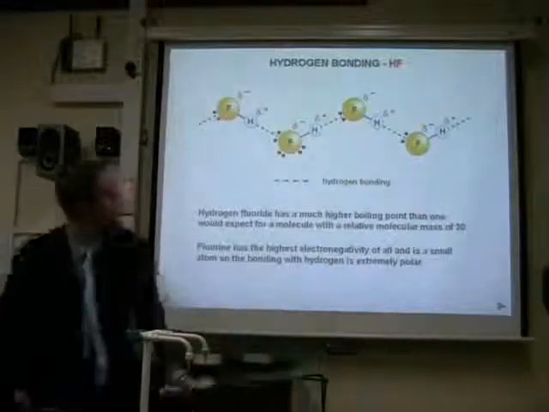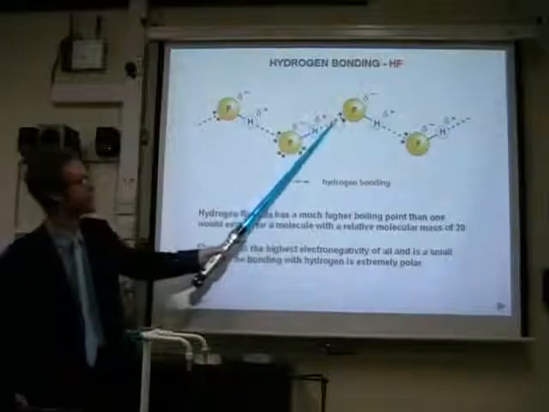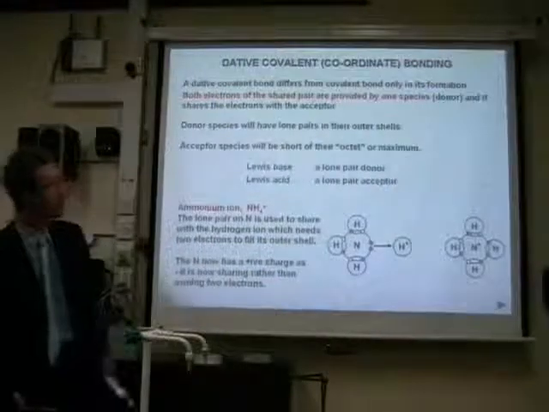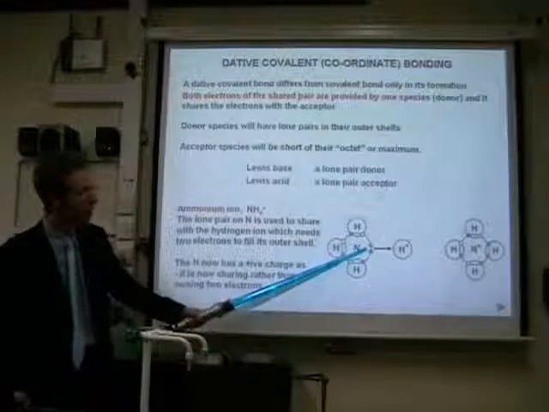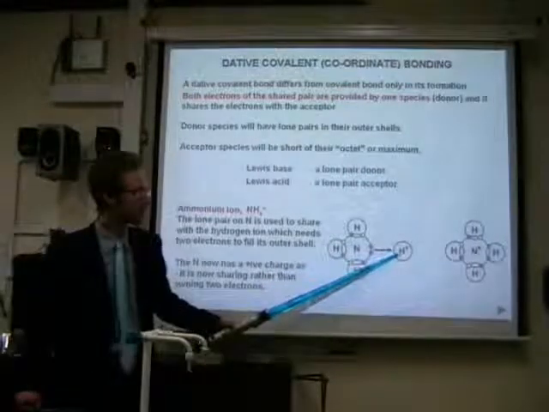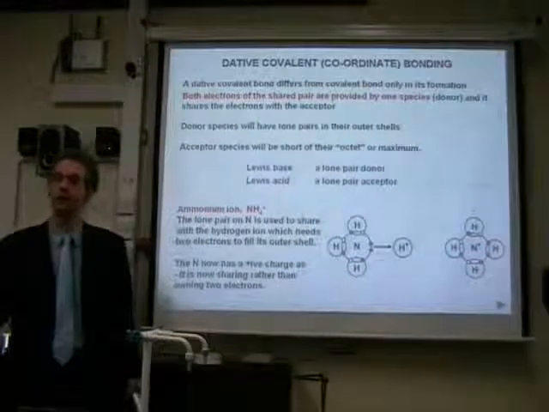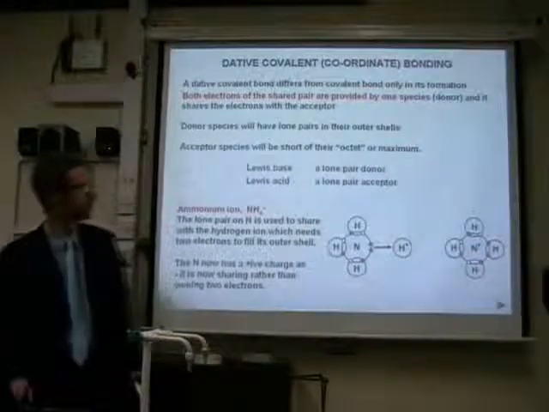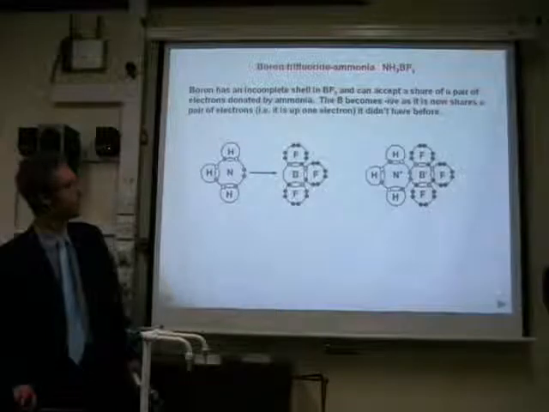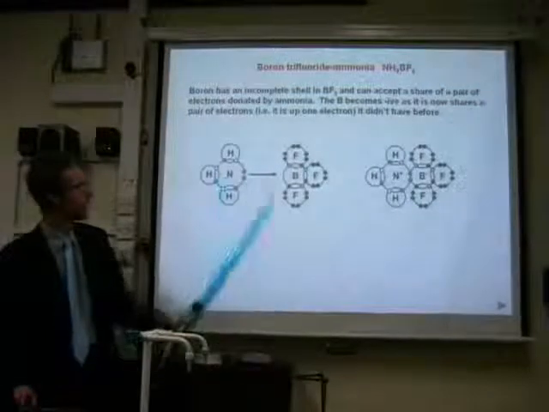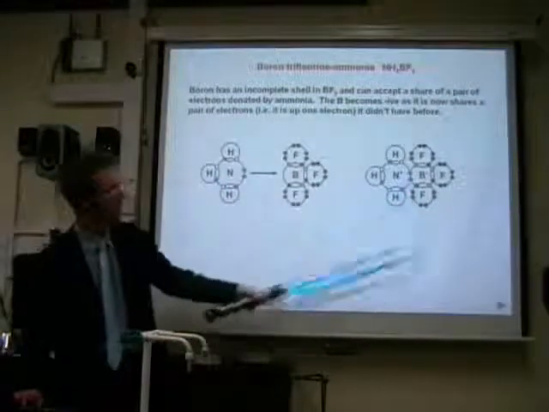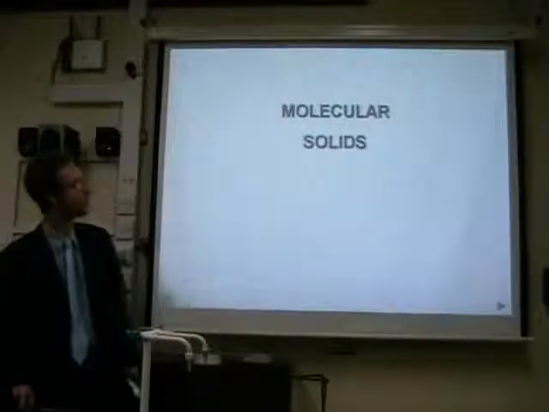Hydrogen bonding in HF, as you'd expect, H, hydrogen bond F. Dative covalent bonding: a lone pair can be donated to something else, and you have a covalent bond where both electrons have come from one side. That's all a dative covalent bond is. Here's a more complicated example. We have NH3 and BF3, and you end up with that bit there.